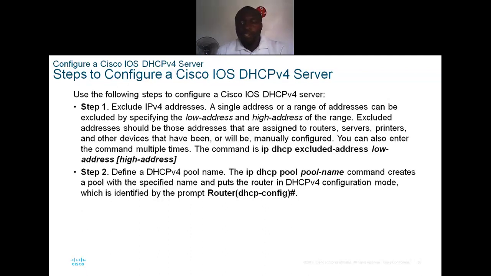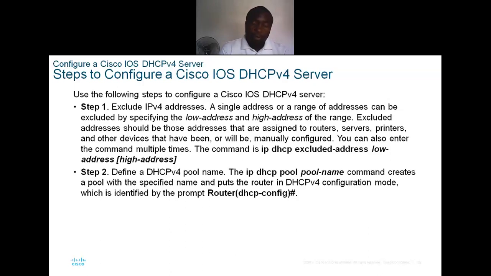So a single address or a range of addresses can be excluded by specifying the low address and the high address of that range. Excluded addresses should be those addresses that are assigned to your routers, to your servers, to your printers, and other devices that you have assigned manually. We do that using the command ip dhcp excluded-address. Then you give from the lower, maybe from 1, to the higher, maybe 1 to 10 or 1 to 5, or something like that. So that is to start.